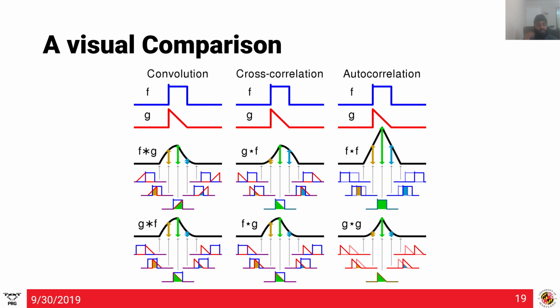So this is a visual comparison. You have two functions f and g. In all three cases, for convolution you are trying to convolve f star g and g star f, where f is the kernel for g. Similarly, for cross correlation you have g star f and f star g, and in autocorrelation you have f star f and g star g, because you are doing an autocorrelation. Note that g star f and f star g of convolution and cross correlation give you the same output.